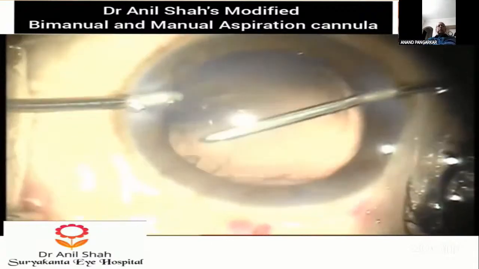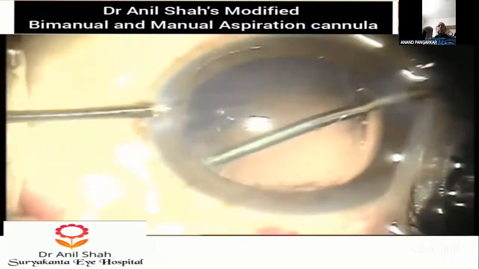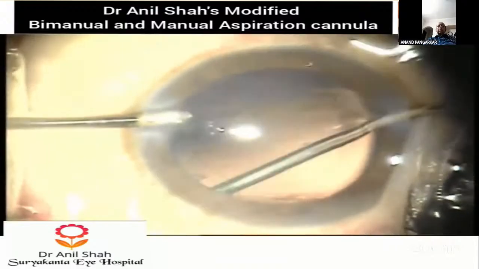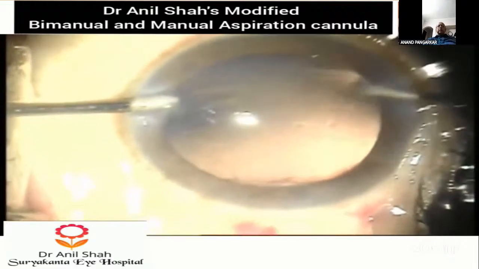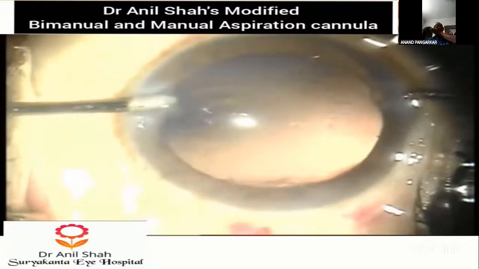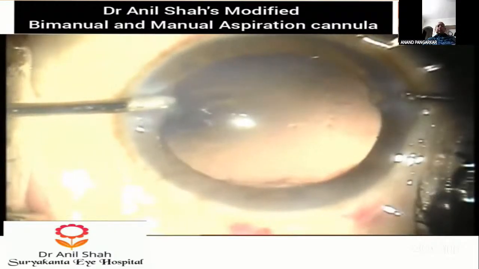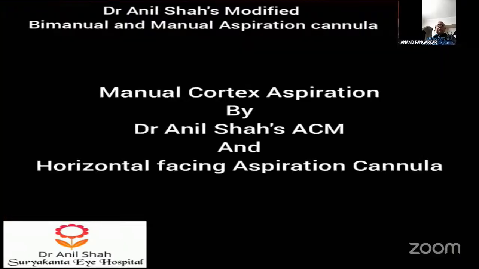Now the remaining cortical matter is also removed by passing the horizontal tip facing cannula deep into the fornices, and the tiny fragments of cortex are easily removed. So there is a total cortical cleanup, and the advantage is that the anterior capsule and posterior capsule are not at risk.